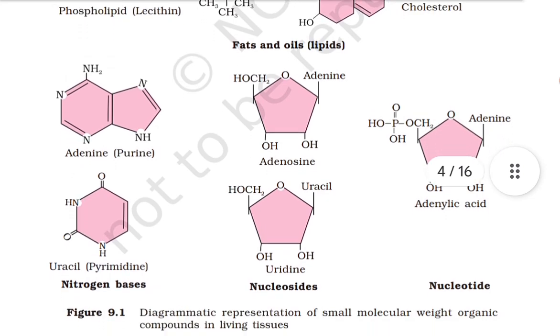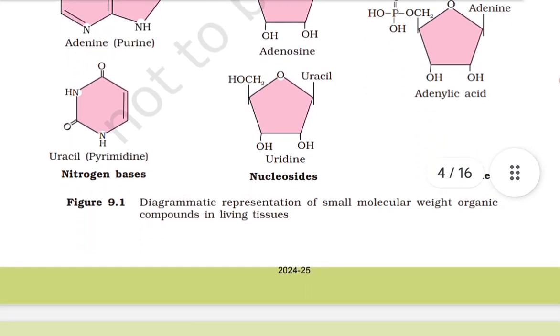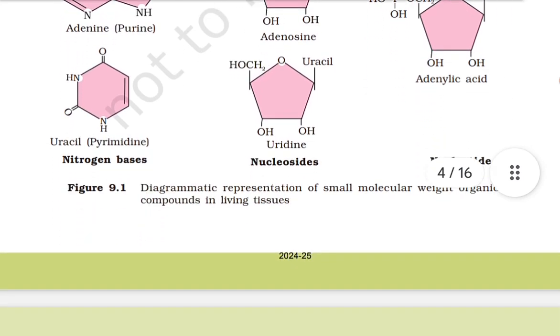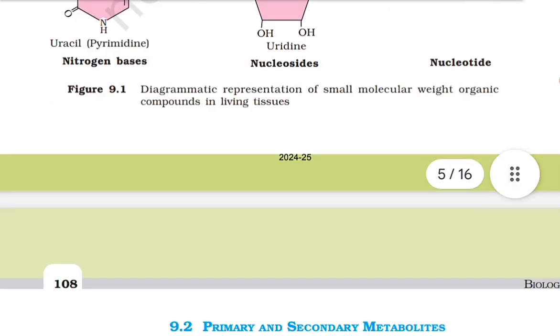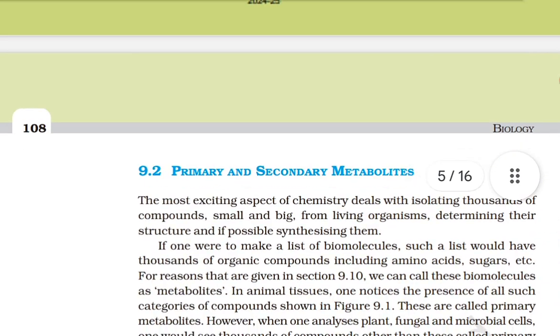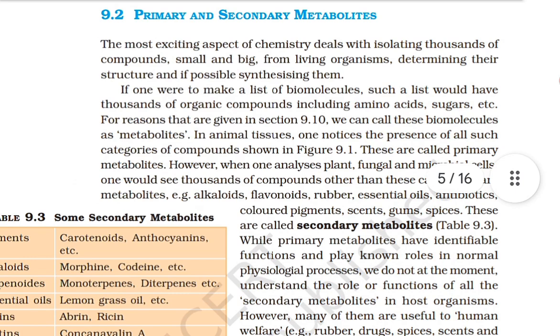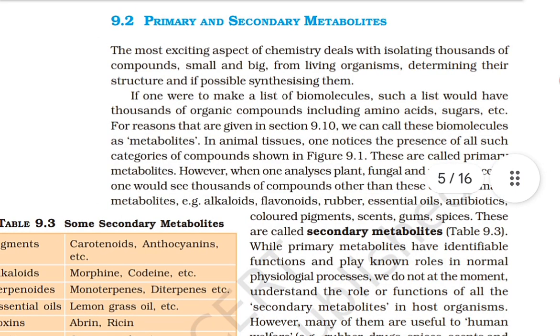However, when one analyzes plant, fungal, and microbial cells, one would see thousands of compounds other than this called primary metabolites. Example, alkaloids, flavonoids, rubber, essential oils, antibiotics, colored pigment, scents, gums, spices. These are called secondary metabolites.